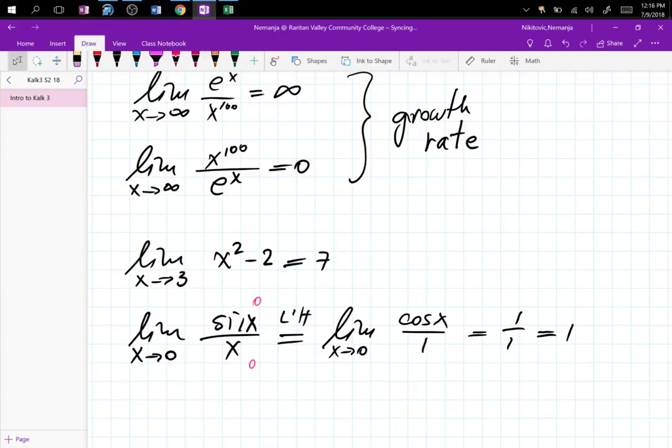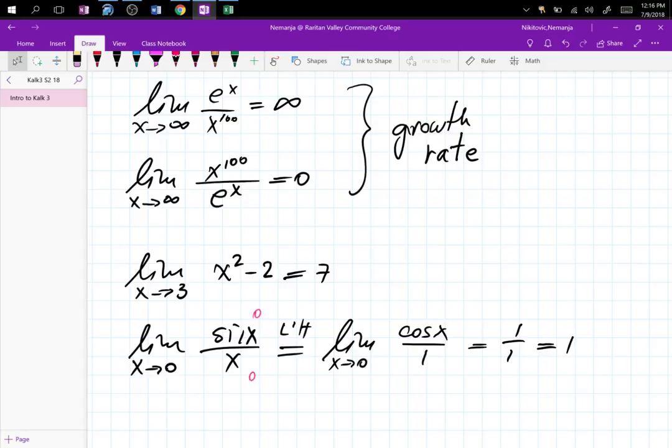So these are the main ways of taking limits: using the growth rate if the limit goes to infinity, plugging in if nothing weird is happening, i.e. no 0 in the denominator, and then also using L'Hopital's rule. Now, L'Hopital's rule could be used on the top 2 examples, obviously. You just have to do it 100 times, and it's not fun.